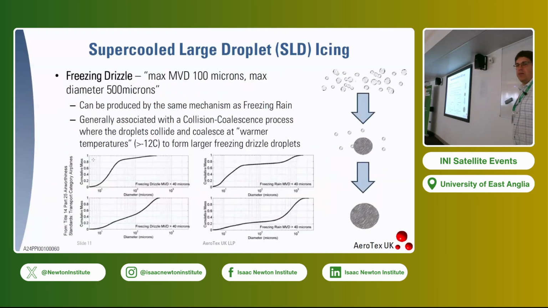For the freezing drizzle case, these are mean diameters of 100 microns and up to 500 microns. They can be produced by the same mechanism, but what they tend to do is form through collision coalescence, where droplets collide with each other to gradually form the large droplets. It tends to be at warmer temperatures, from -12 degrees C and above. And then these are the certification standards that show the sort of droplet distribution. These two are freezing drizzle, so we're looking at 500 microns here, whereas this is freezing rain, which is over 2 millimeters.